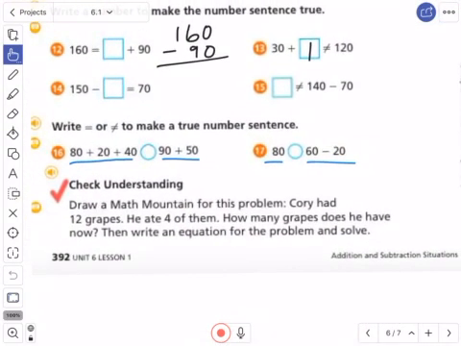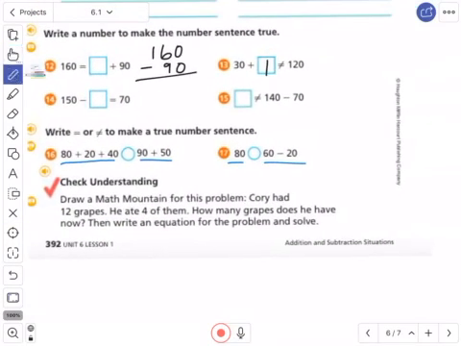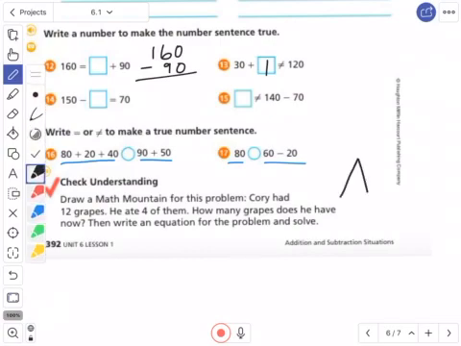Then, the last one. Draw a math mountain for this problem. Corey had 12 grapes. He ate 4 of them. How many grapes does he have now? Then, you write an equation for the problem and solve it. So, for that one, you're going to draw a math mountain, and then you will write your equation for it too. Try to think, is it plus or minus? Okay, you can stop here, do page 392, then come back and check the next video just to reflect on our answers.